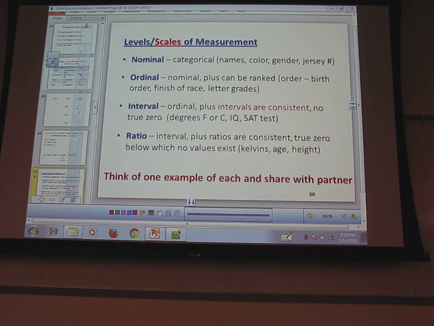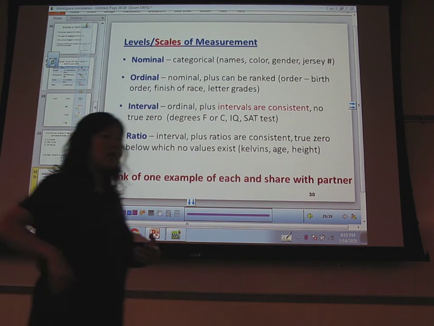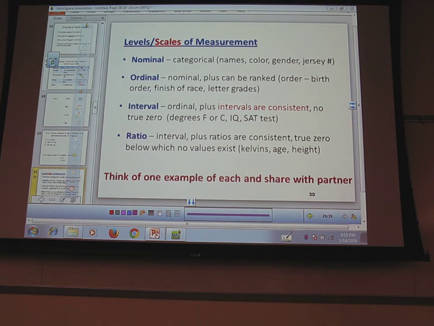Yep, perfect, thank you. All right, so nominal, everything is at least nominal. It's where things don't have any order. So, color of hair. Is red ranked higher than black or ranked higher than brown? No, they're just all hair, right? There's no rankings. That's nominal. Or names. Is John ranked higher than Stephen, ranked higher than Janet? No, they're all just names, right? So that's nominal. Jersey, we talked about jersey numbers already. Nominal.